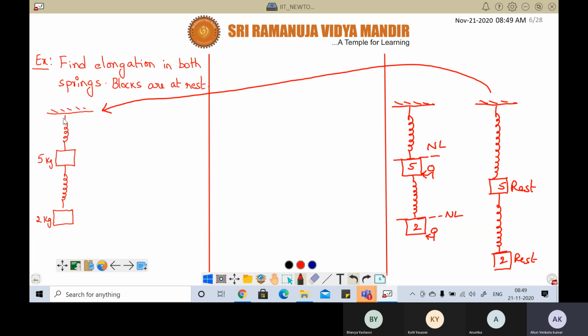Spring constants, take this one K1 equal to... Sir, do we need to calculate both differently or as a system? Differently. Just draw the free body diagram of 2 kg. Now they are at rest. Draw the free body diagram of 2 kg. Draw the free body diagram of 5 kg. That's it. And the spring constants I gave you: top spring is 200, bottom spring is 100. Do it.